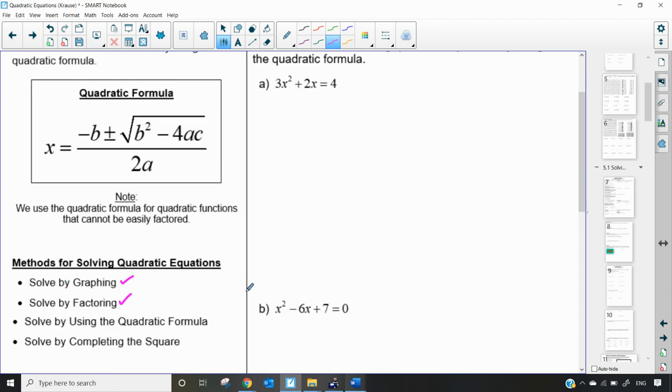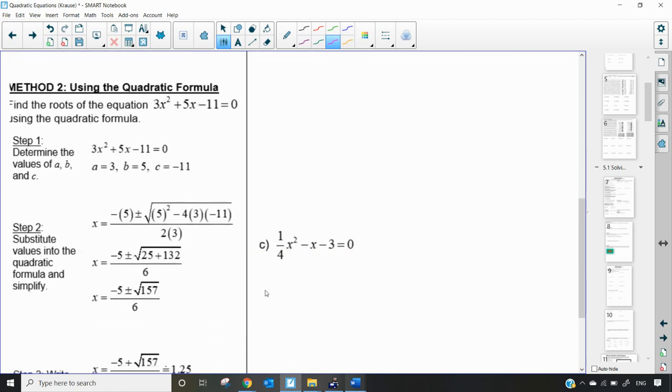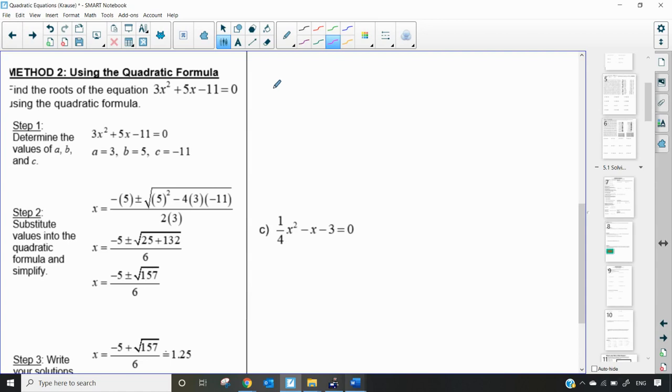All right, so let's take a look at a quick example here. Before we start using the formula, just a reminder that when we're dealing with quadratics, our standard form is ax squared plus bx plus c equals 0. So 3 would be our a value, positive 5 would be our b value, and negative 11 would be our c value. When we're looking at our coefficients, the sign in front is very important. All right, so we have our parameters determined.